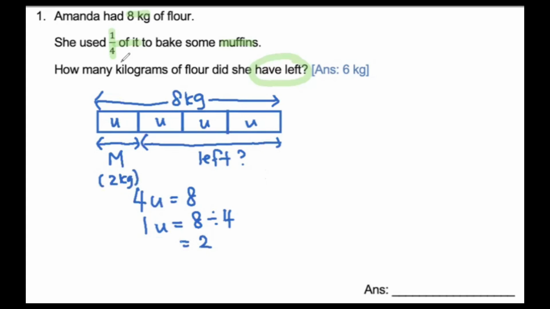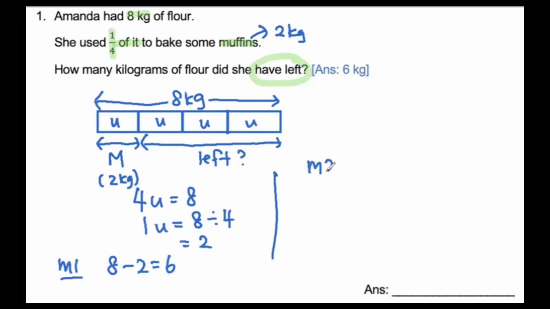All right, and hence, when we say 1/4 of it was used to bake the muffins, we don't know the amount yet. This is what we need to do if we want to find the amount. So the actual amount here is 2 kg. Now, in order to solve the question, we need to figure out what was left. So we can either take 8 kg minus the 2 kg. So that's one way to find the 6 kg that is left.